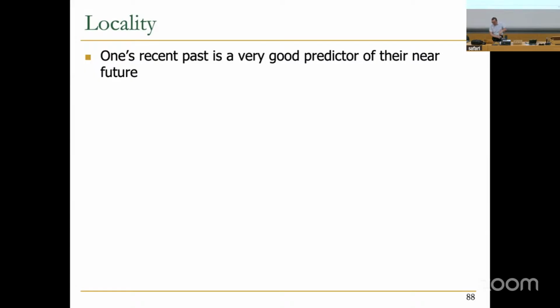It's really a very fundamental principle in terms of both, let's say, how programs operate, as well as how humans also operate. So I'm going to give you examples. Essentially, locality means at a, let's say, loose level, one's recent past is a good predictor of their near future.